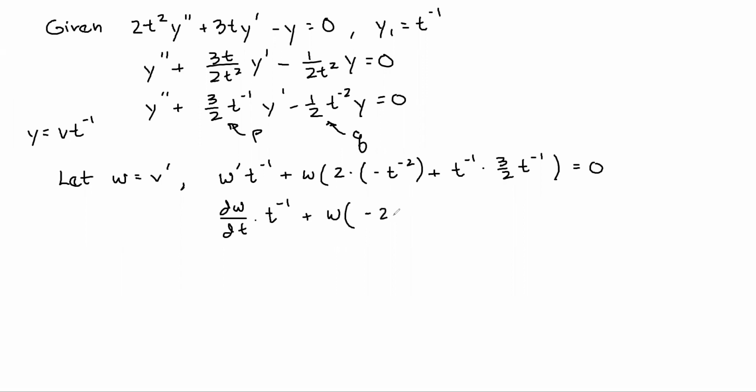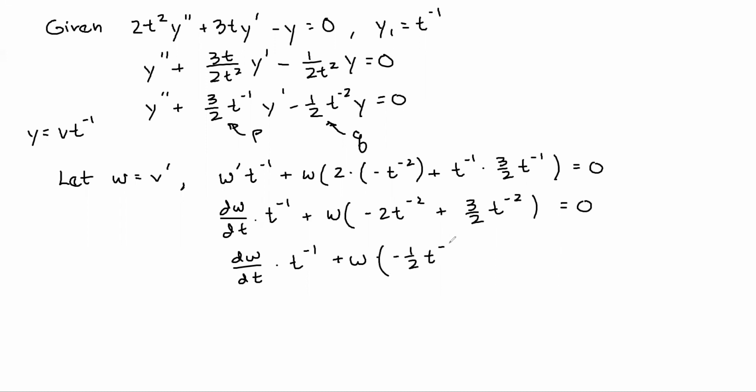We're going to have negative 2t to the negative 2. And then here we're going to have plus 3 halves t to the negative 2 equals 0. And then we're going to have dw dt t to the negative 1. This is w. And then what do we get out of here? We've got negative 2 t to the negative 2 plus 3 halves t to the negative 2. So we're going to get negative 1 half t to the negative 2 equals 0. And then, as I said before, this is separable.